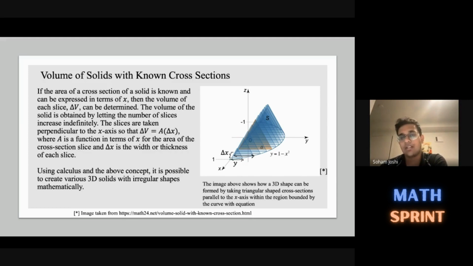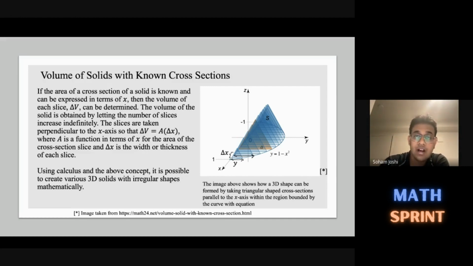If you think about it, it looks a bit like a croissant, but what it really is, is a 3D shape with a semicircular base and consisting of triangular cross sections. Also, the cross sections are such that the height of each triangle is equal to the triangle's base length. So, how do we find the volumes of these kinds of complicated 3D shapes?